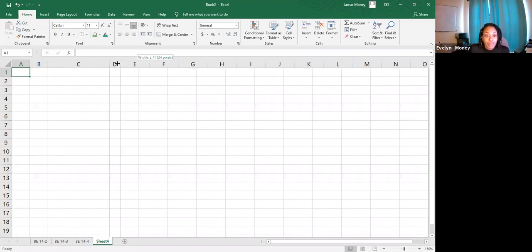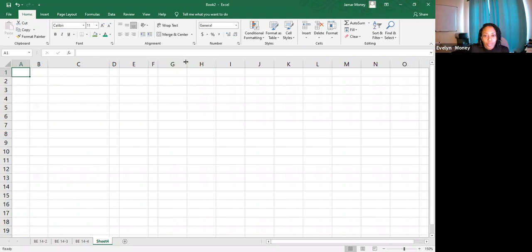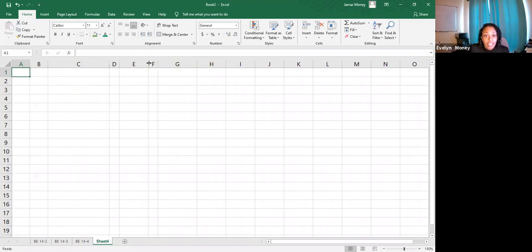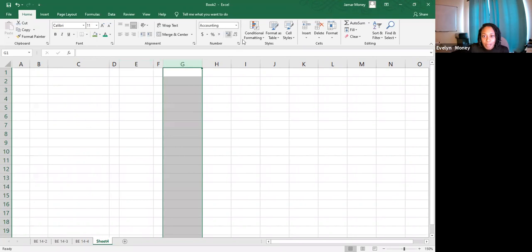So let me resize my columns. At this point, you guys know I'm horrible at doing more than one thing at a time. I get distracted really easily. All right, so I just want to resize my columns and format my columns for numbers.